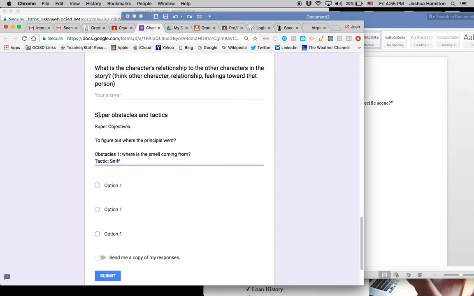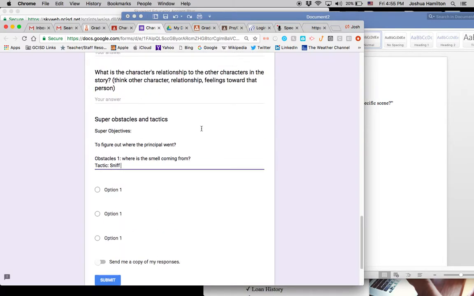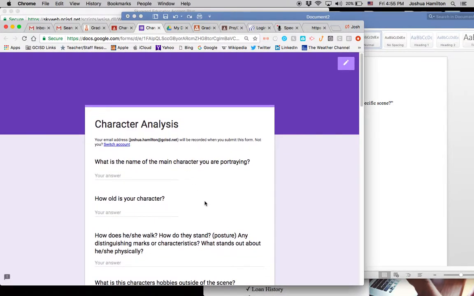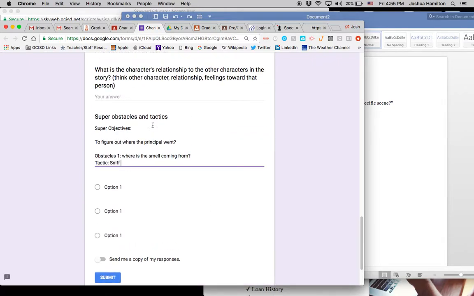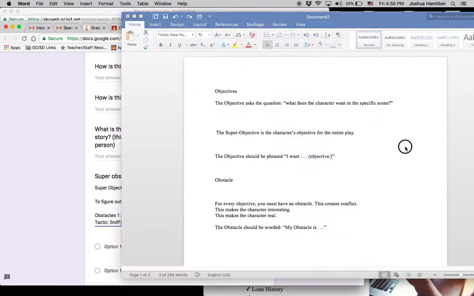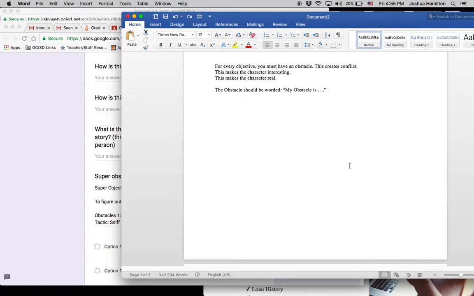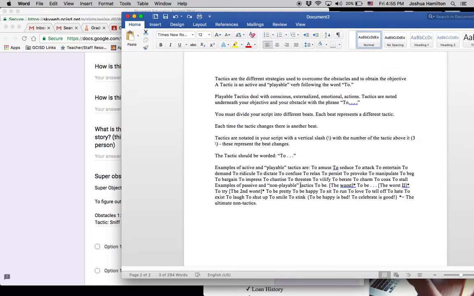So you don't have to get super in depth on this because you're going to do it on your actual script. I just want you thinking big picture, right? So super objective, tell me a little bit about how you solve those things to get back to that super objective. Okay, so don't get super bogged down in this. Just give it a good old college try, because what you're going to do next, in the next lesson, is going to deal with tactics. All right.